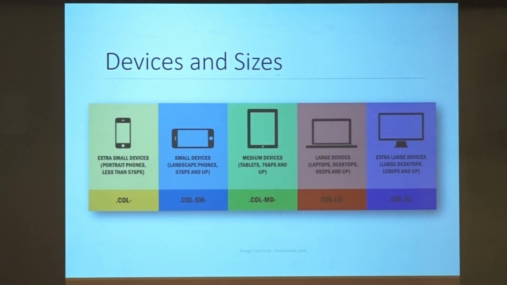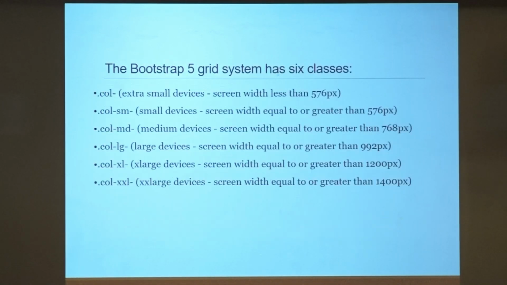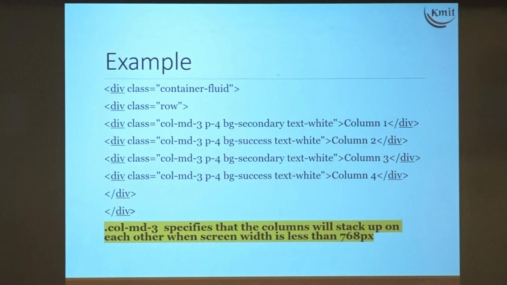Now let's move on to look at the exercise, right? Now let me show you this. See here, col-md-3 means that the columns will stack up on each other on screens that are smaller than that. Screens that are bigger than or equal to that will maintain the column width that you have mentioned. Let me show you with an example.